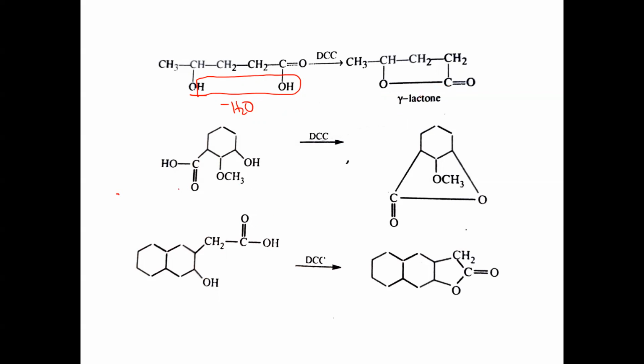Similarly, in this compound, you can see that here also there is OH and COH. In presence of DCC, this OH and this H will go out, and this particular compound is formed. This is again another example. Here also we have OH and COH. It forms a lactone system. So also it is actually a lactone. Here also it forms a lactone. So the fourth application is lactone formation.